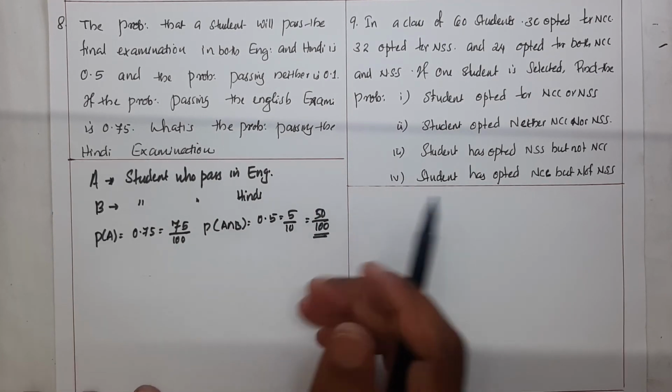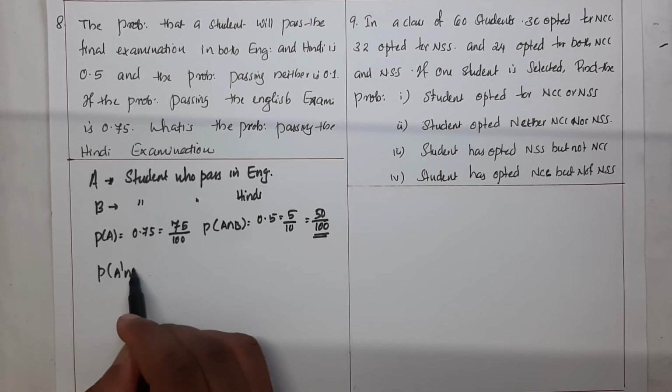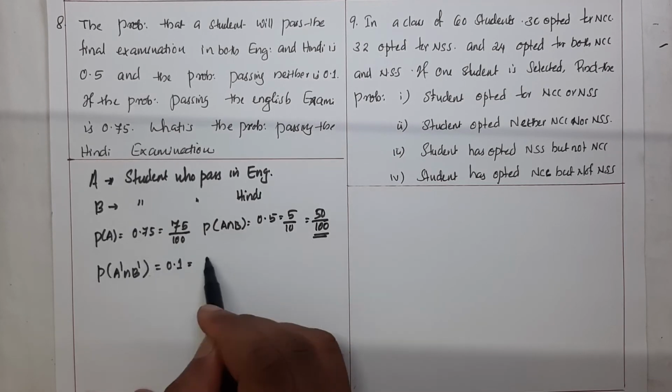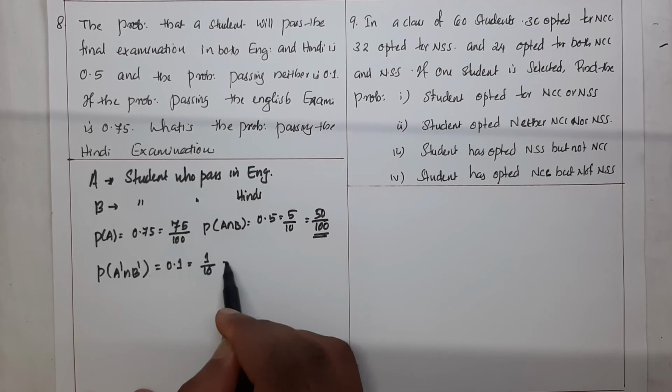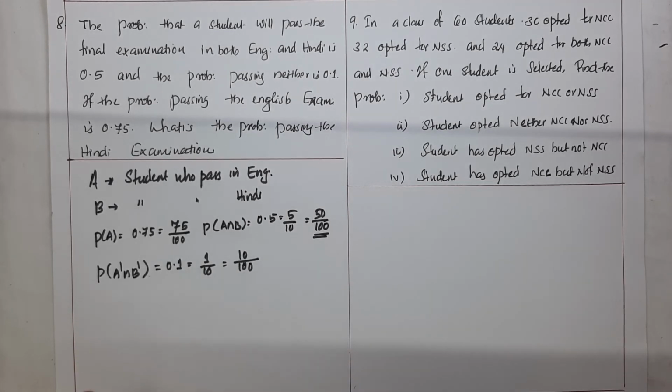Set a common denominator, convert to 100. Neither is 0.1. Neither nor means A complement intersection B complement, which is already given as 0.1. 0.1 means 1 divided by 10, which is equal to 10 divided by 100. You know the formula, A union B the whole complement equals A complement intersection B complement, De Morgan's law.